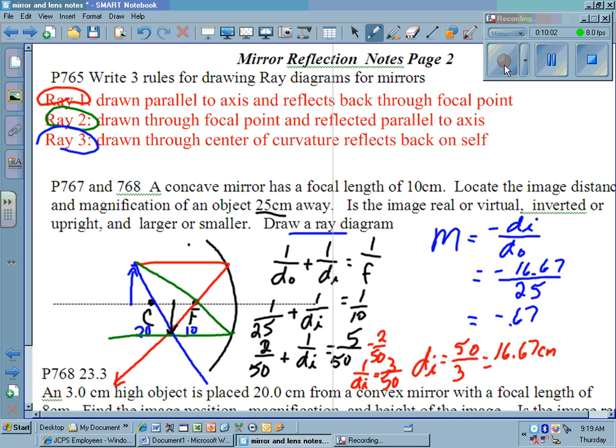So let's talk about, first of all, what all these things mean. Since the image distance is positive 16.67, is it real or virtual? Real. So that positive means it's real. Since the magnification is negative, that means it's inverted. And since it's less than 1, that means it's smaller.